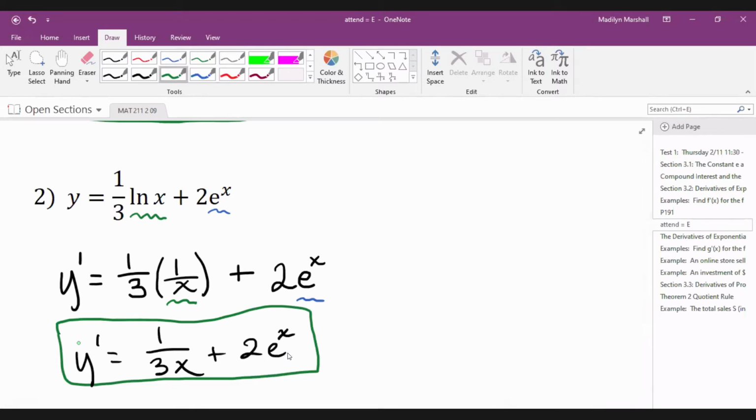It can be a little weird to get used to these two new rules, our e to the x and our ln of x derivatives, but there's not a whole lot of action in the problems. It's just knowing if we're taking the derivative and we see ln of x, it changes to 1 over x, and knowing that e to the x is going to stay the same. So these are the two most important rules for exponentials and logs. E to the x is its own derivative. Derivative of ln of x is 1 over x.